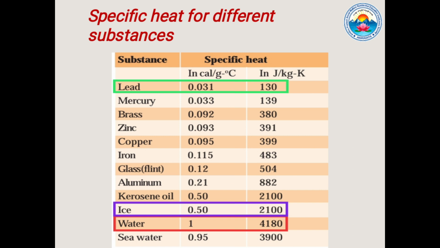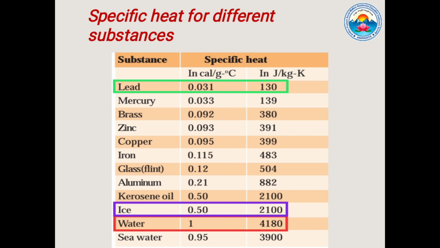Water. Water specific heat is 1 in CGS, and in SI 4180. Ice is 0.5, in SI 2100. So please see, lead is 0.031. Here ice is 0.5 CGS, water is 1. Which one is high? Water. Very good. Water has more specific heat and ice is 0.5. Lead is 0.031. Please try to observe in this table which one is more, which one is less. Which one is more? Water has more specific heat. Which one is less? Lead.